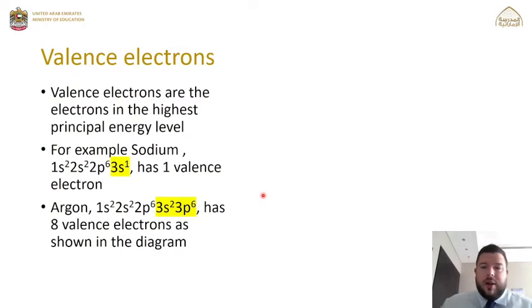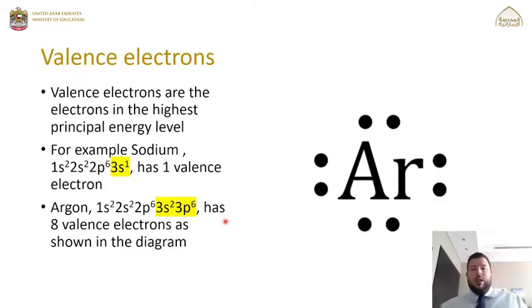And argon is another example. I've written out the electron configuration again: 1s2, 2s2, 2p6, 3s2, 3p6. Again, my highest principal energy level is energy level 3, so every electron contained within energy level 3 is classed as a valence electron. I have 2 in the s orbital, I have 6 in the p. We add them together, we get 8 electrons in total. Therefore, argon has 8 valence electrons. And I've just shown you in the diagram the electron dot structure that we've looked at previously. For argon, there are 8 electrons if you count them around the outside.